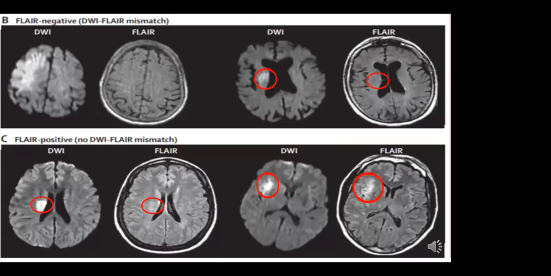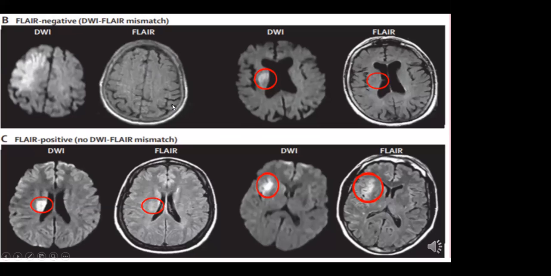Meaning to say that, for example, this gentleman A who comes in with a stroke, as I said, he went to sleep at 9 o'clock and then he got up the next day at 9 a.m. He came to ED at 10 a.m. and we did an MRI DWI and MRI FLAIR, and we see there's a mismatch. In DWI, we see an acute lesion. However, in FLAIR, we don't see it.